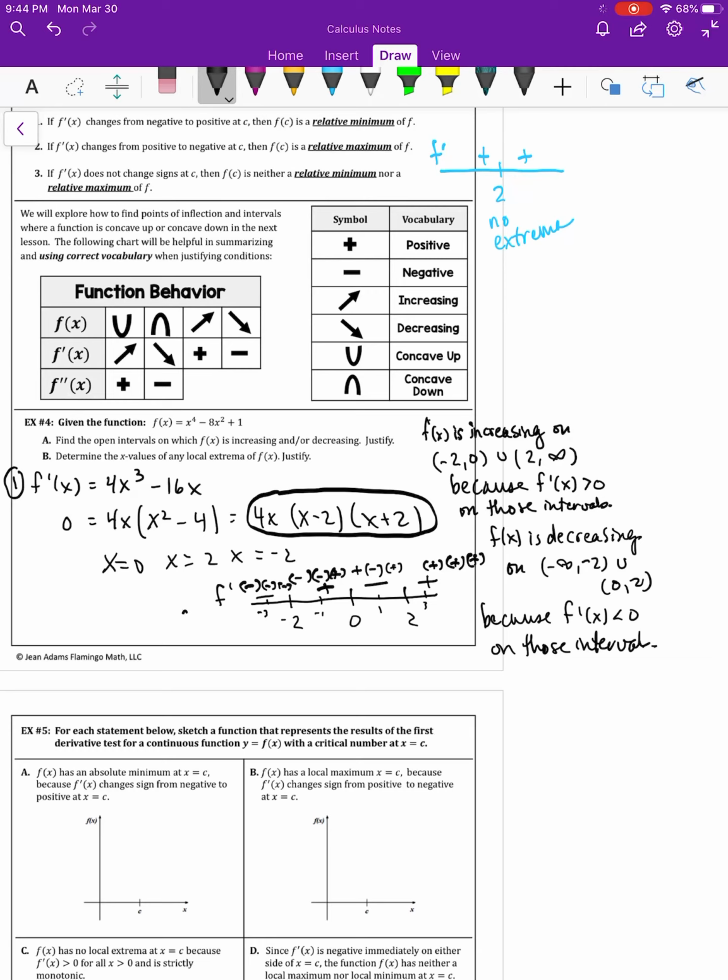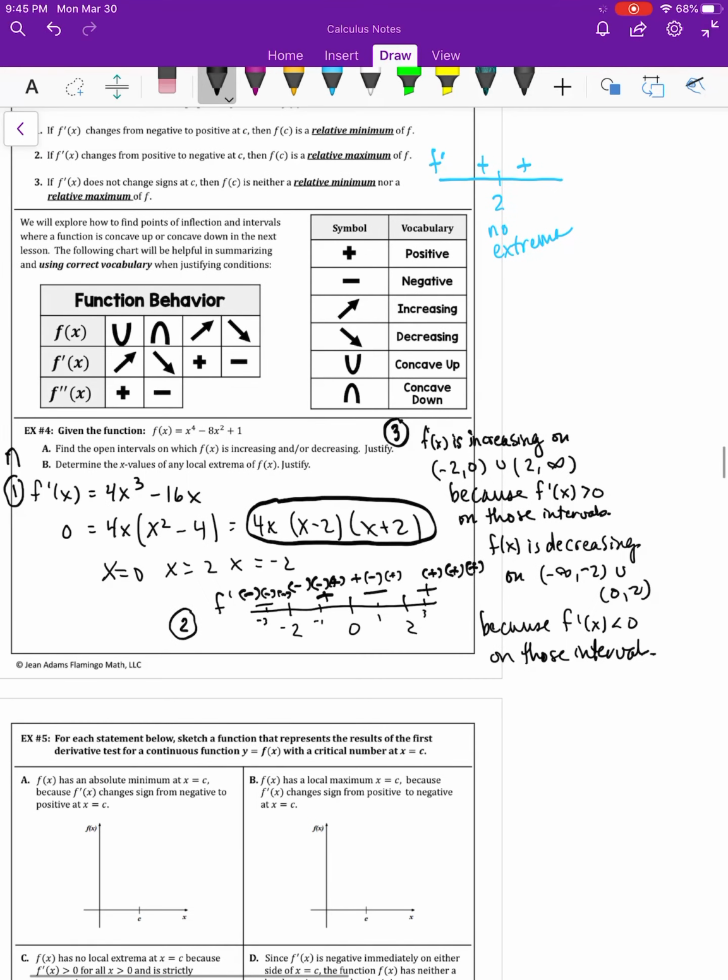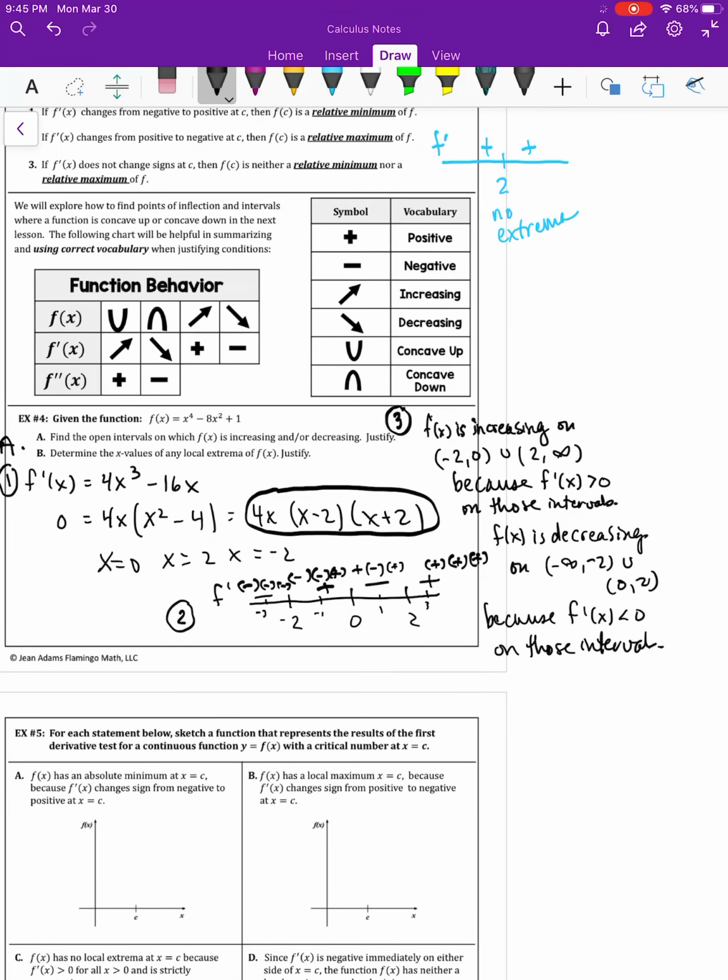Now, part B, that was your part A. Basically, part 1 found our critical points. Part 2 was creating our sign chart. And part 3 was justifying how we know that these are our increasing and decreasing intervals. Okay, so that was all part A.